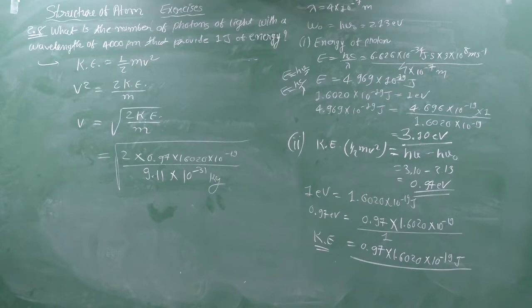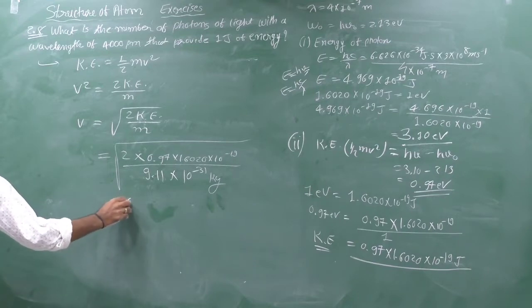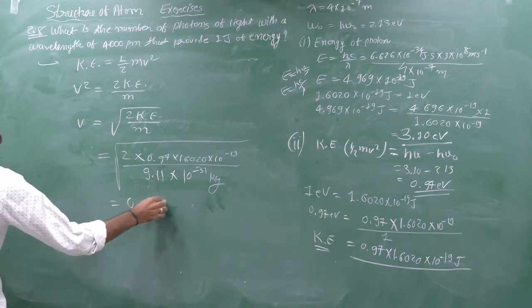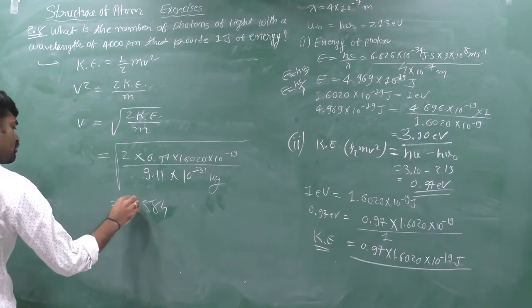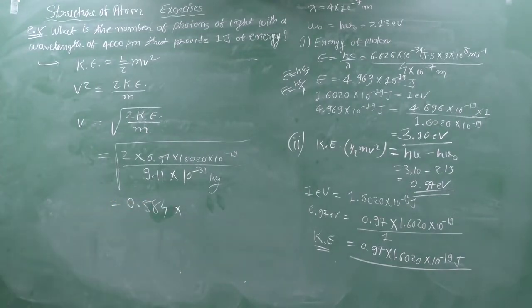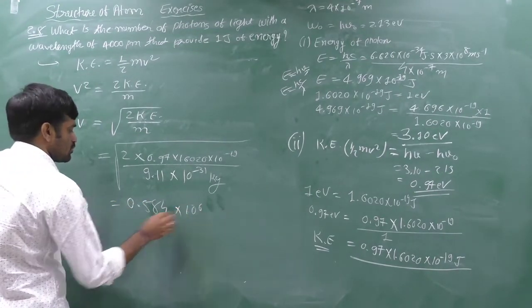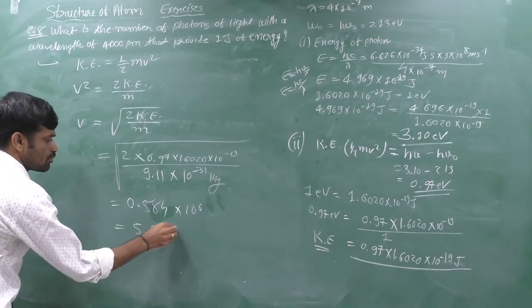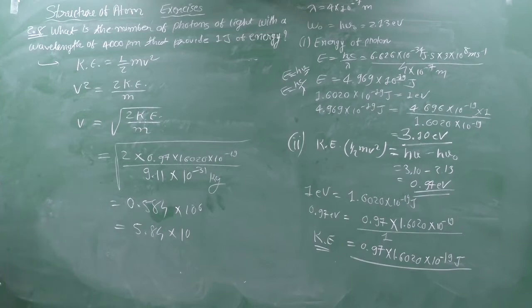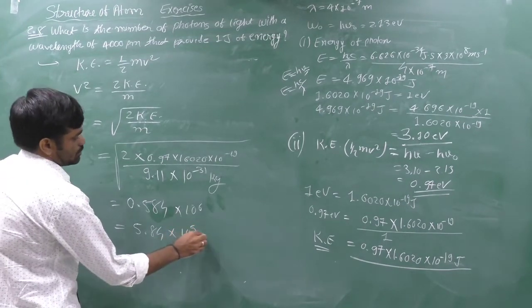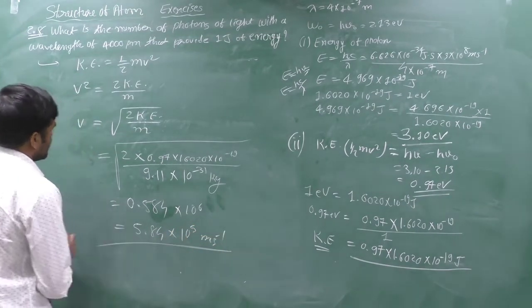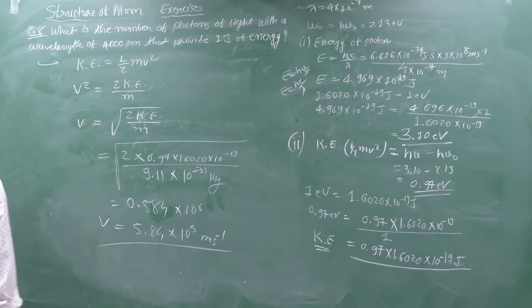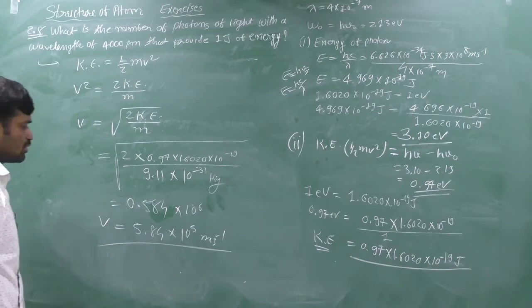31 kilogram. Clear? So if you can make the calculation, it is near about 0.584 cross 10 raised to 6, which is 5.84 into 10 raised to 5 meter per second. It is the velocity of this photoelectron.